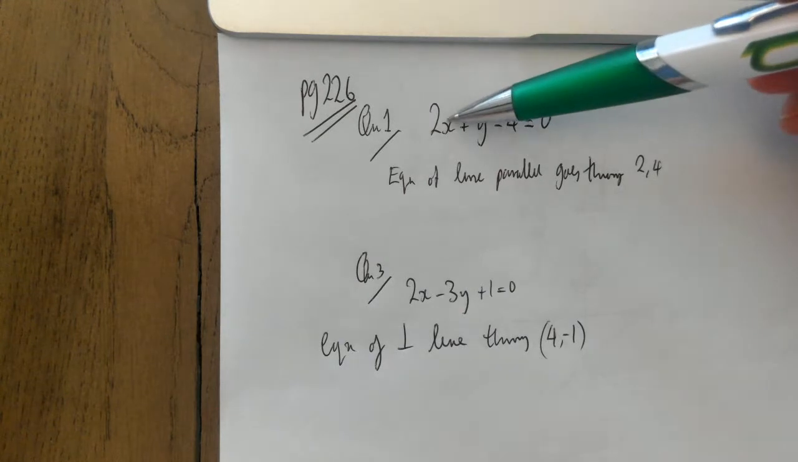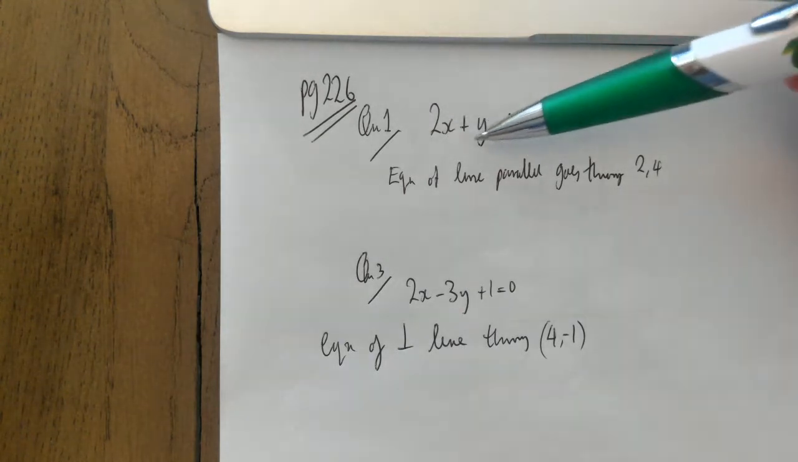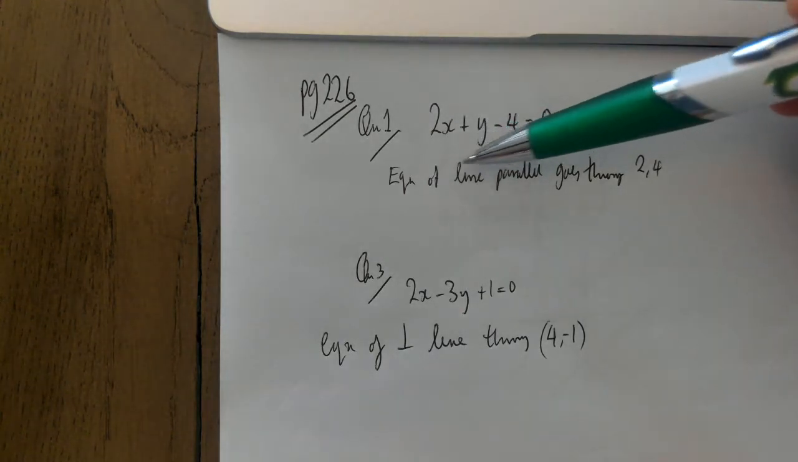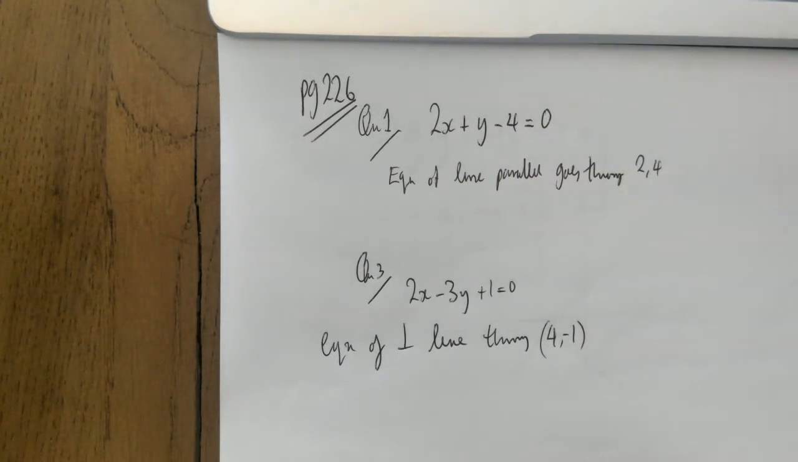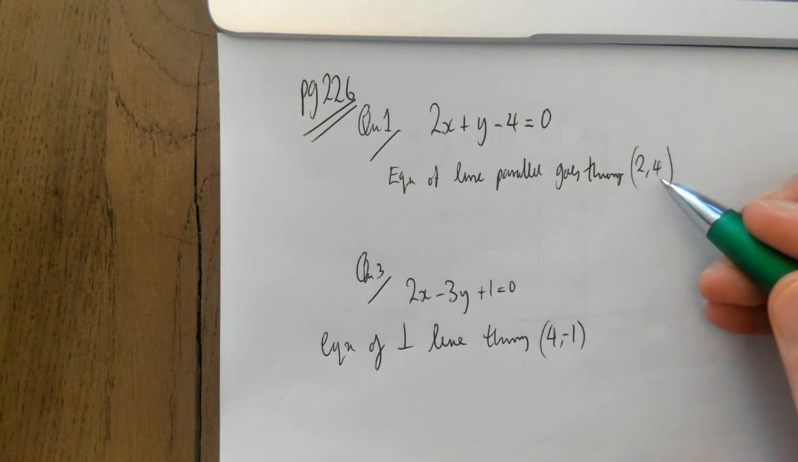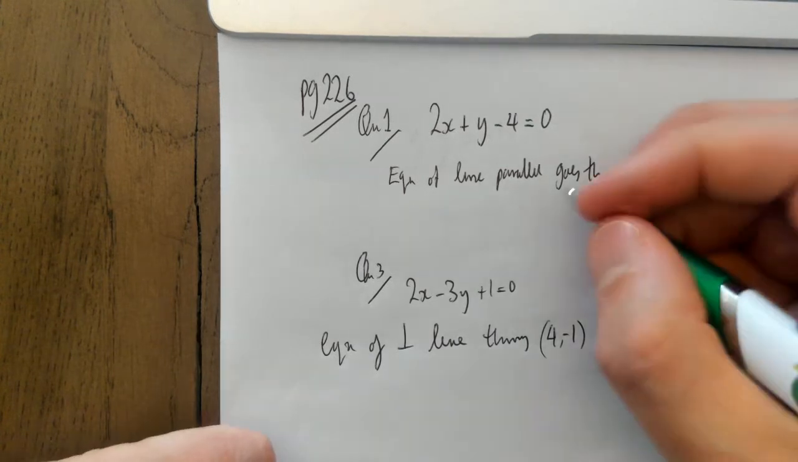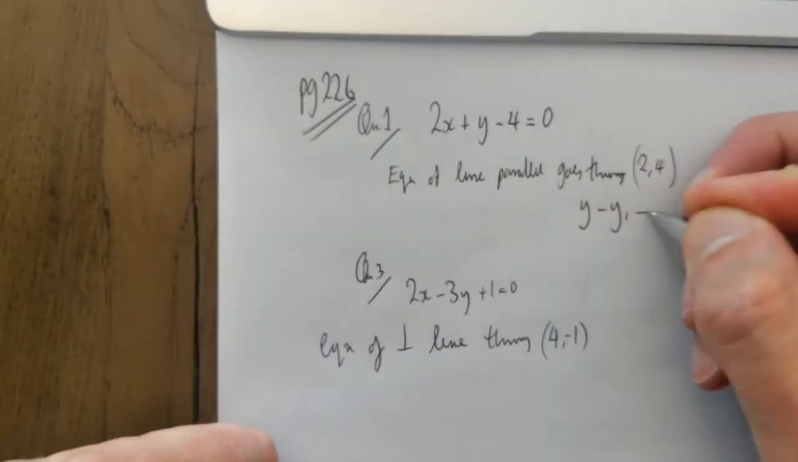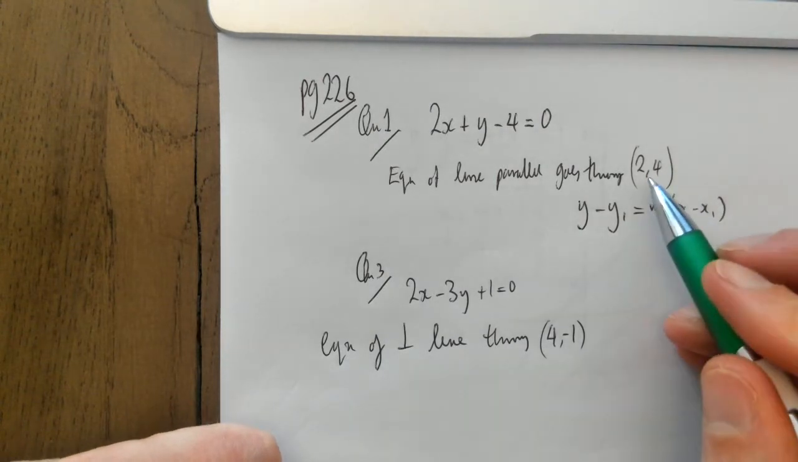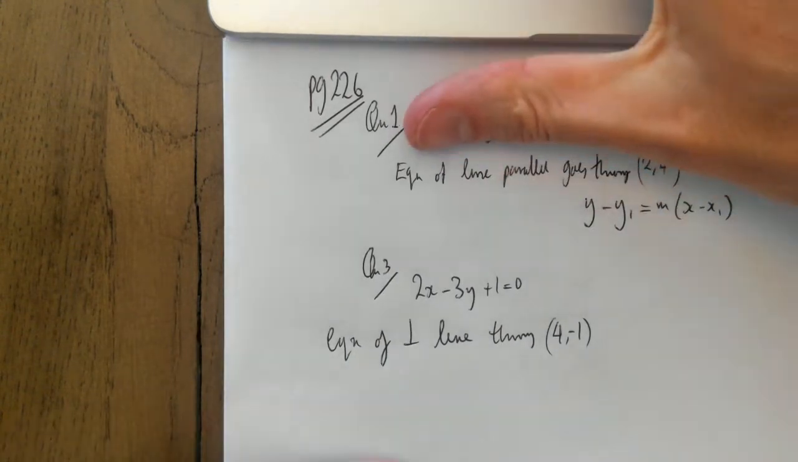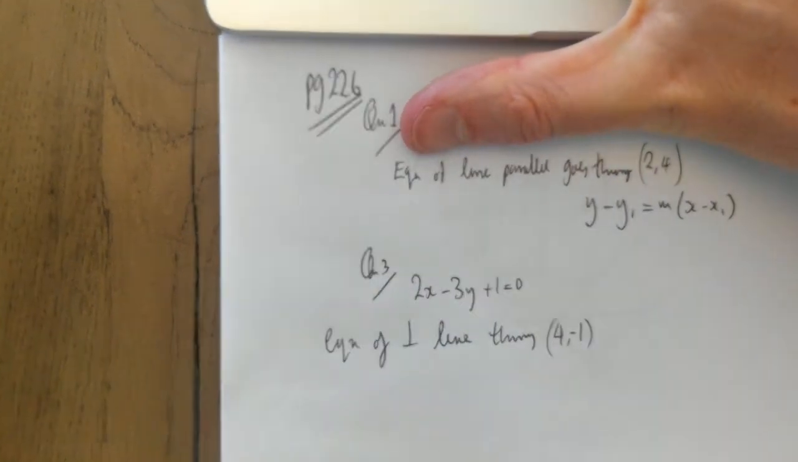We're given a line, 2x plus y minus 4, and we want to find the equation of a line parallel that goes through the points 2, 4. So if we've got a point and we've got the slope, don't forget we can just put it into this equation. So the problem is we've only got one point. We want to find the equation that goes through this point 2, 4 and parallel to the other one.